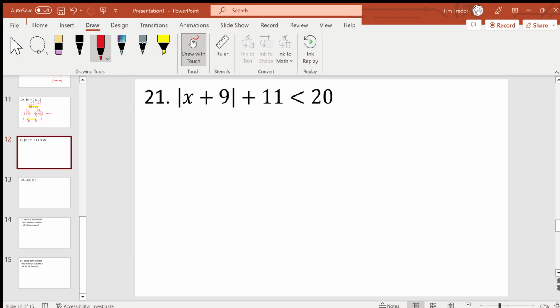Alright, number 21. I've got to get the absolute value by itself. So I'm going to subtract the 11 from both sides. So I get the absolute value of x plus 9 is less than 9. We can set up case 1 and case 2.